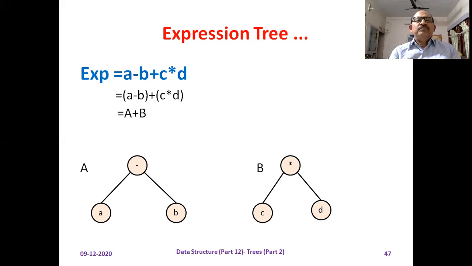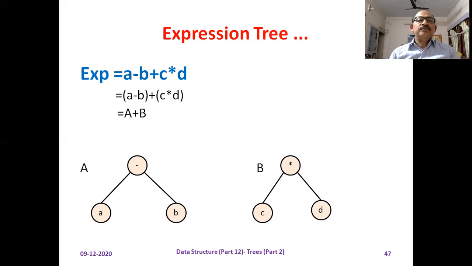Now we have changed the entire given expression into an elementary expression, A plus B. Suppose A plus B is given. I have already told you the technique of making an expression tree. So make plus the root node, and make A the left child and B the right child. This is one way.